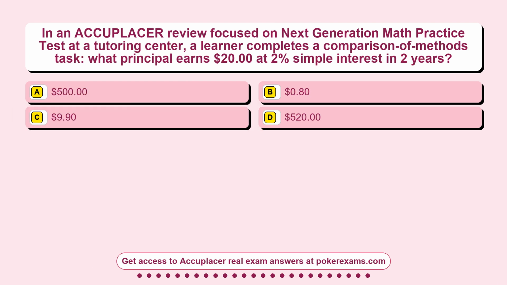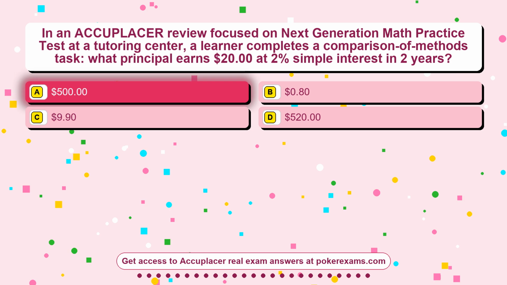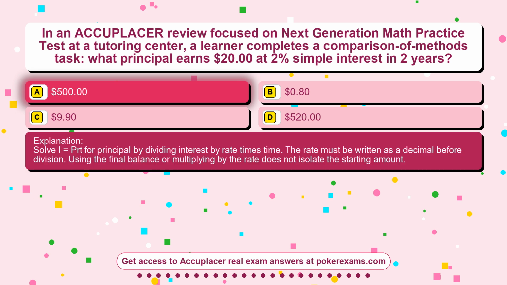Question 23. In an Accuplacer review focused on next-generation math practice test at a tutoring center, a learner completes a comparison-of-methods task. What principal earns $20 at 2% simple interest in 2 years? Option A, $500. Option B, 80 cents. Option C, $9.90. Option D, $520. The correct answer is option A, $500. Solve I equals PRT for principal by dividing interest by rate times time. The rate must be written as a decimal before division. Using the final balance or multiplying by the rate does not isolate the starting amount.